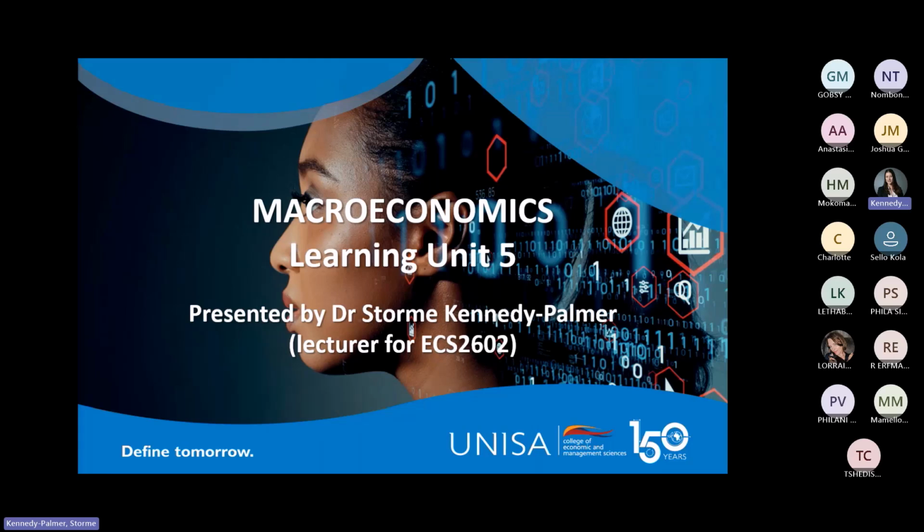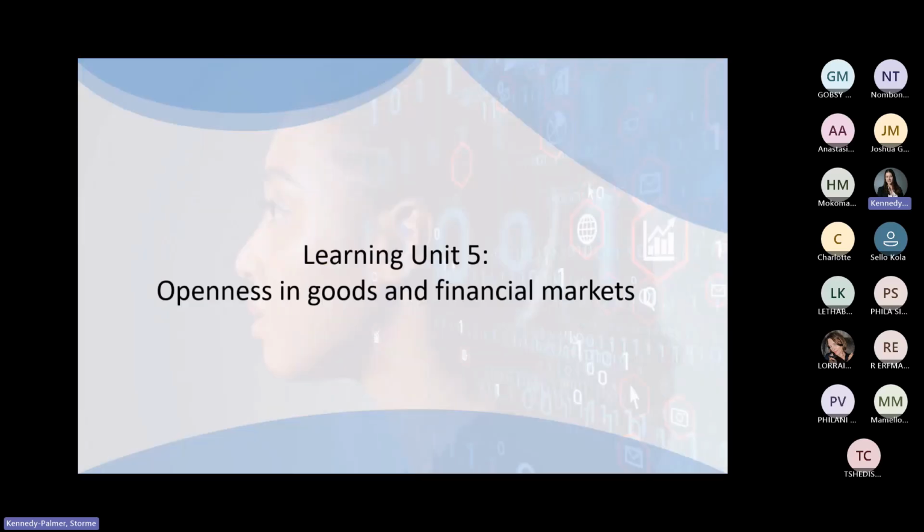Today, we're going to be looking at Learning Unit 5, which is openness in the goods and financial markets. Up until now, we've considered the determination of output and income for a closed economy, but we're going to introduce the foreign sector today to lay the foundation for Learning Unit 6, where we're going to determine the output and income level for an open economy.